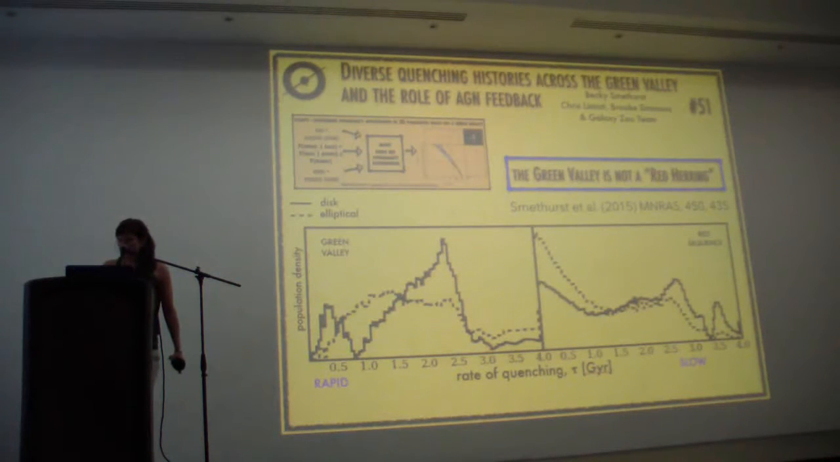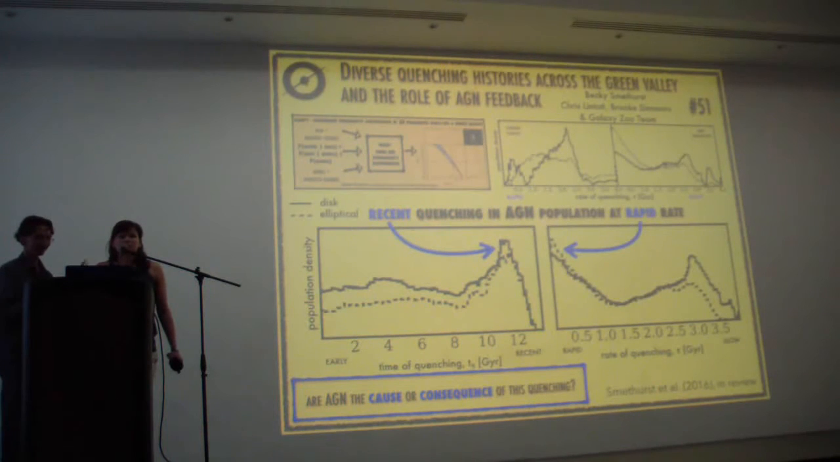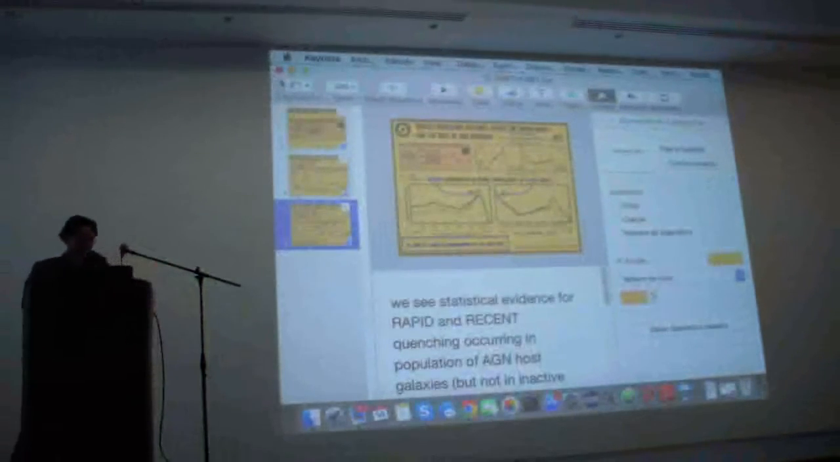One result I really want to highlight is when you use this method on a population of AGN galaxies, you find that we have rapid recent quenching having occurred, which you don't see in inactive galaxies. And the really cool thing is that maybe you would say this is negative AGN feedback, you'd be really tempted, but actually what we can't answer is, are the AGN the cause of the quenching or the consequence of something else? Poster 51 is the obscenely yellow one over there.